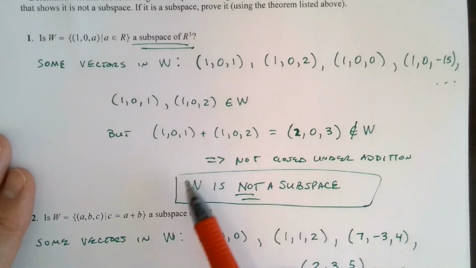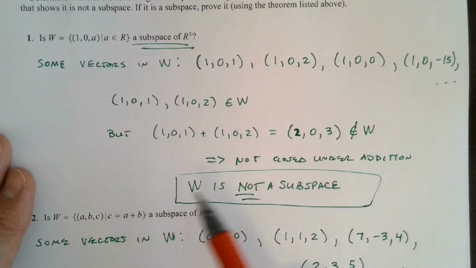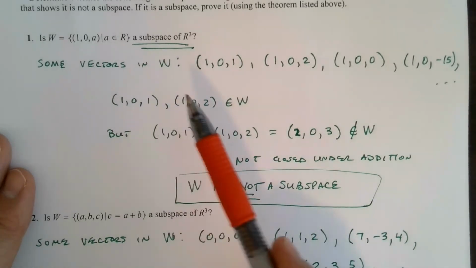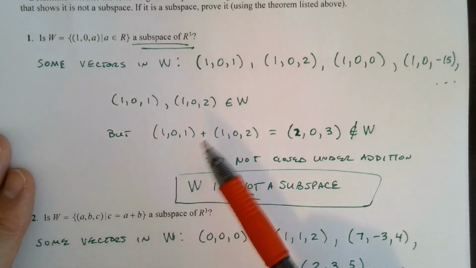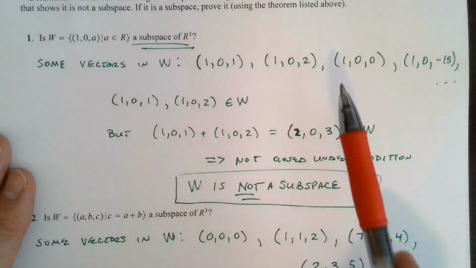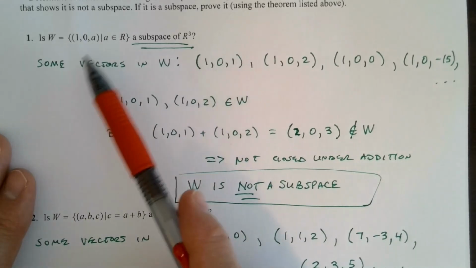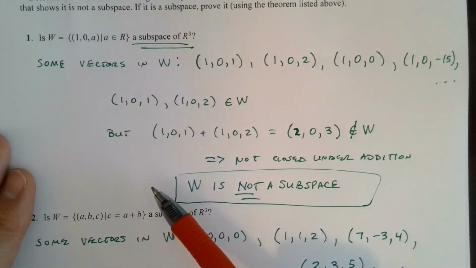Make sure you indeed answer the question, right? Make sure you state whether or not W is a subspace. In this case, it's not. It also turns out that W is not closed under scalar multiplication, because if I multiply any one of these vectors by anything other than 1, I'm going to end up with a vector not in the set W. So this is really not a subspace, obviously.